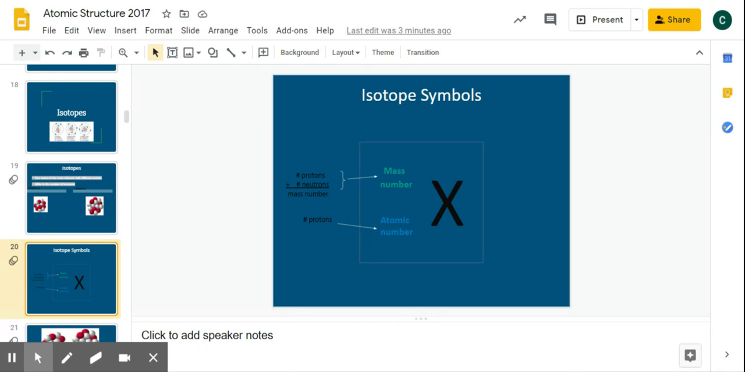You write isotope symbols a specific way. So you'll have the element, and that's just a variable there, X. There is no element X, but you can put any element symbol in there. And then if I ask you for an isotope symbol or you see an isotope symbol, what you're actually seeing is the atomic number on bottom. Remember, that's the number of protons. And then the mass number on top, both of these to the left. And remember that the mass number is protons plus neutrons.